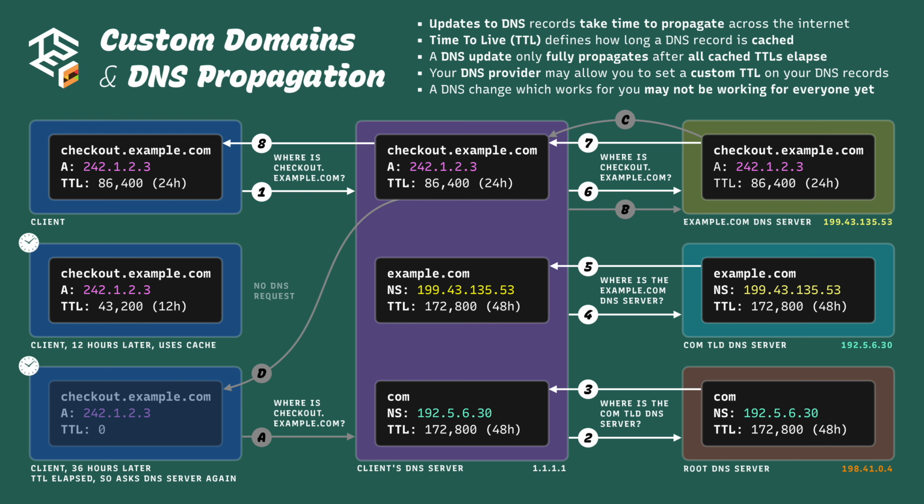Setting the TTL on your records to a lower value ahead of the actual update can help, but if you want to ensure every single person will see your changes, you'll need to wait a few days. Now that you know how DNS propagation works, you can make DNS updates to things like custom domains for Stripe checkout with confidence.